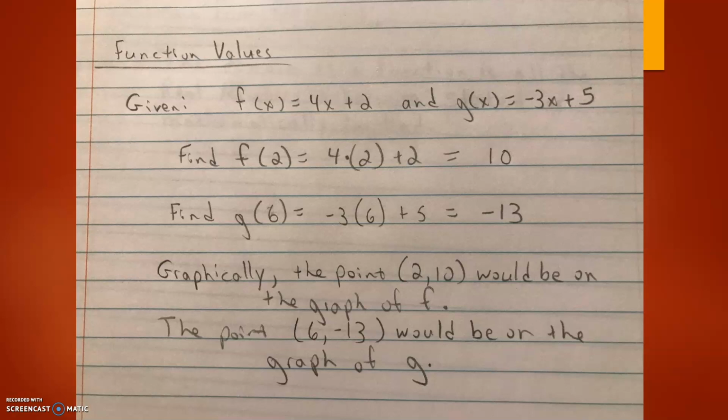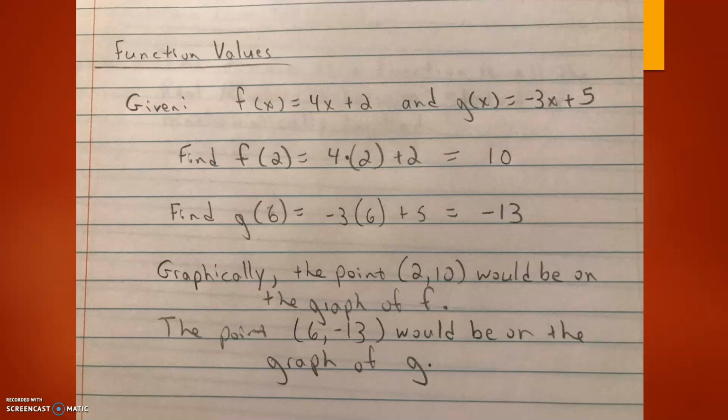So when I'm asked a question here that says find f of 2, I know to look at the f function and plug 2 in. So 4 times 2 plus 2 is 10. This means there's an input of 2, an output of 10. Graphically, you could think about this as x is 2, y is 10, and that would be a point on the f graph. The second example, g of 6, tells me I'm looking at the g function.